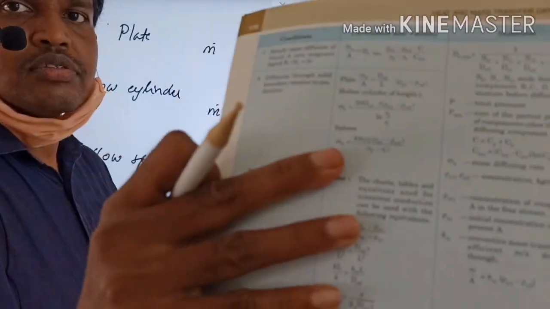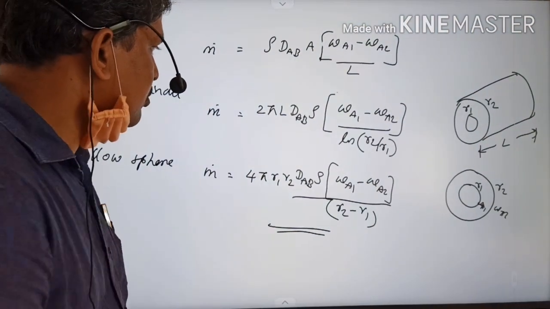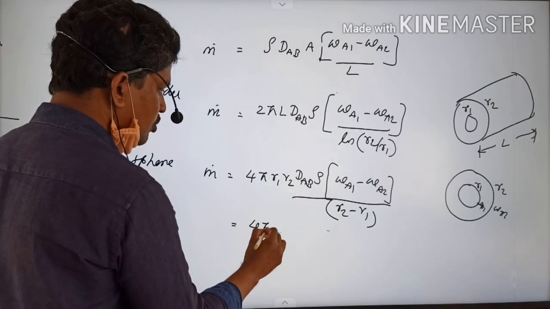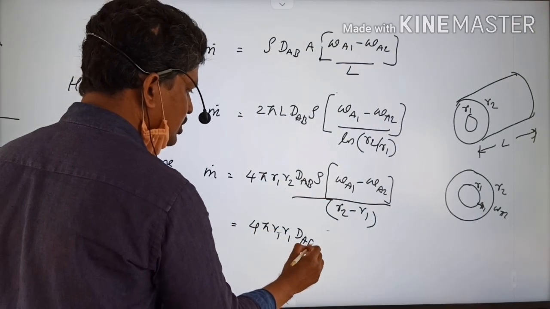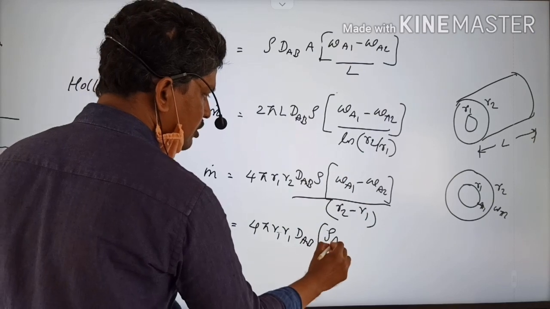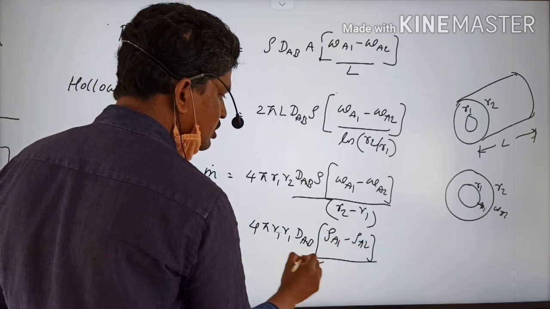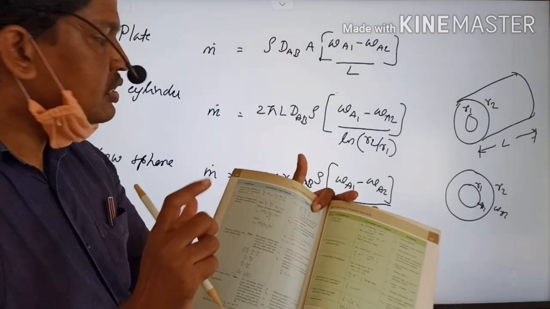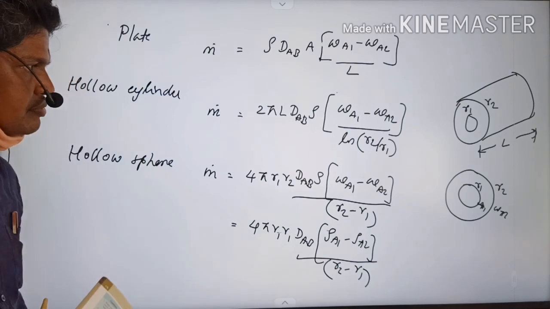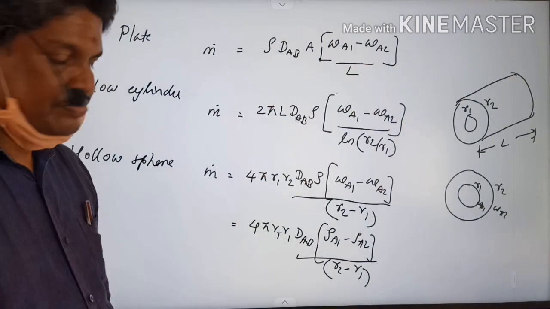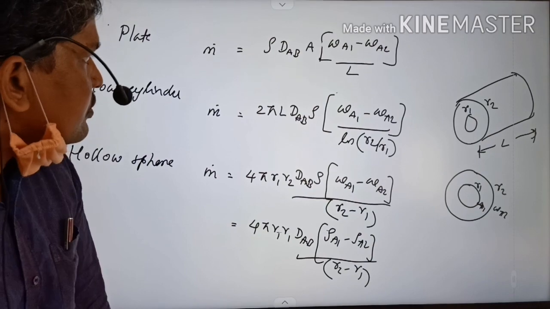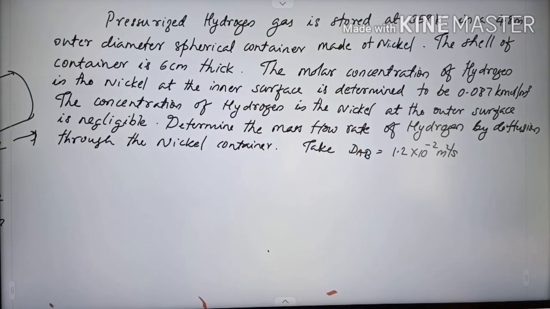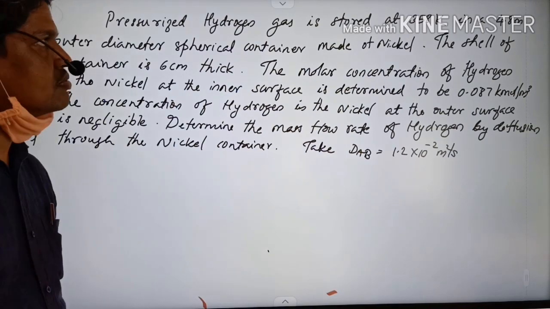Okay. Then rho into WA1 is rho A1. Okay. Concentration: 4 pi R1 R2 dAB into rho into W1 is rho A1 minus rho A2 by R2 minus R1. Okay. That's the equation. The problem is we will see a problem now. Okay. Here we will see a small problem.